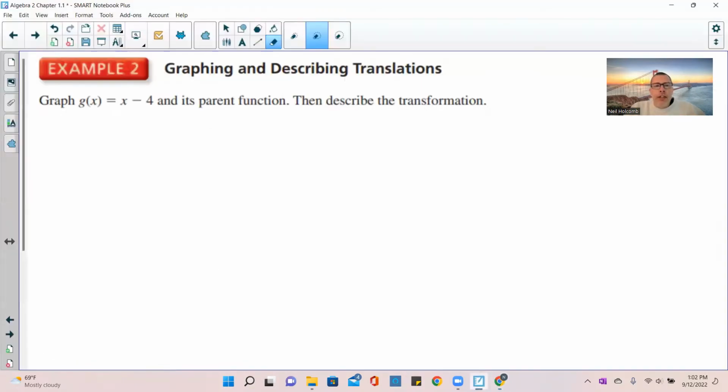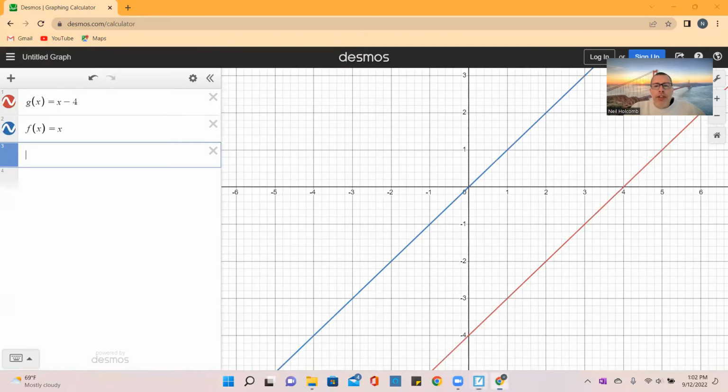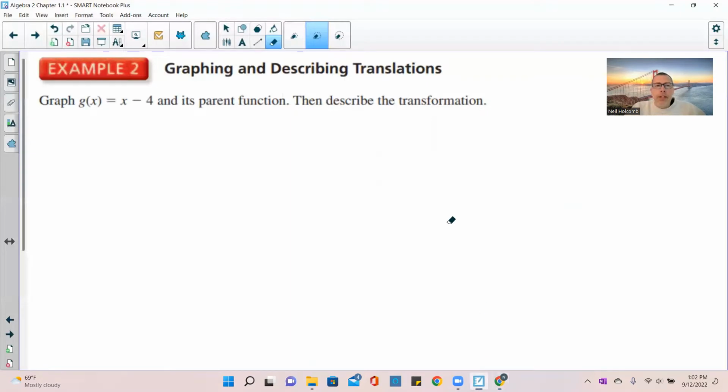And the question asks us to describe the transformation. So what did we do to the blue line to get it to the red line? Well, we moved it down 4 units. So the y-intercept became -4 when it was originally 0. So we just went down 1, 2, 3, 4. And that's that constant value out here. That means shift down 4 units. Okay, so that's the answer to example 2.